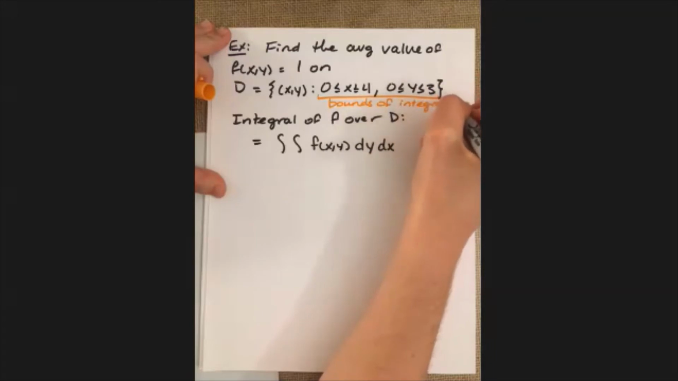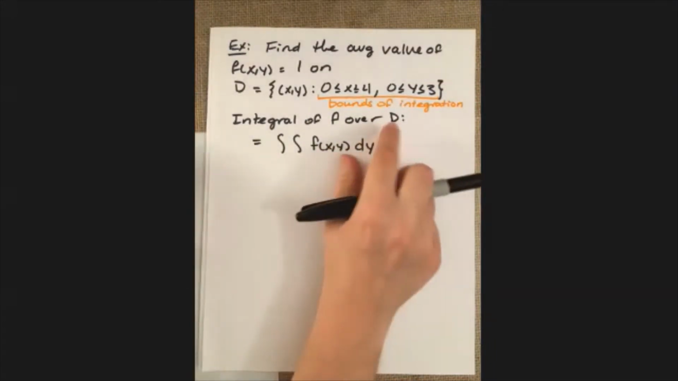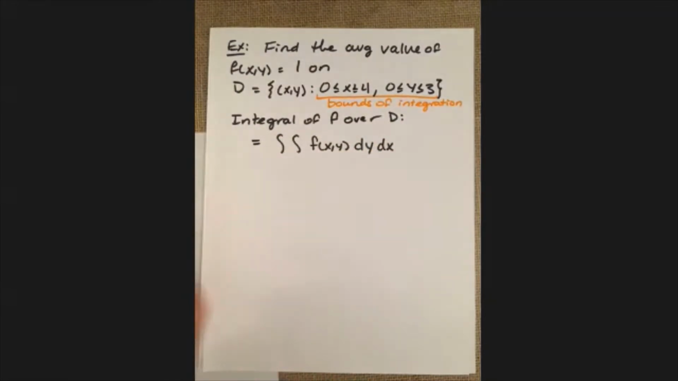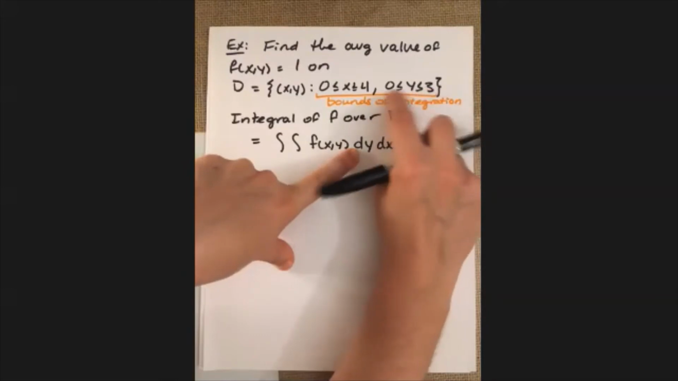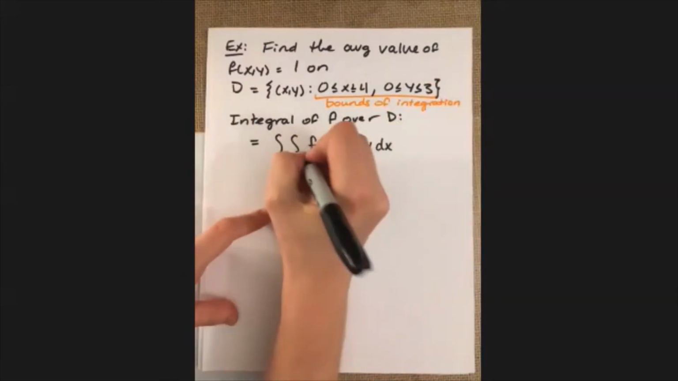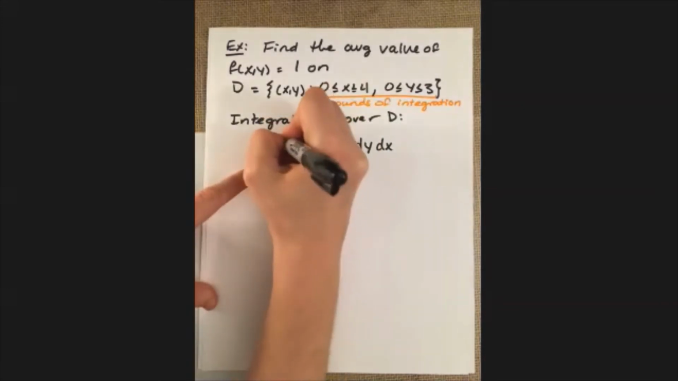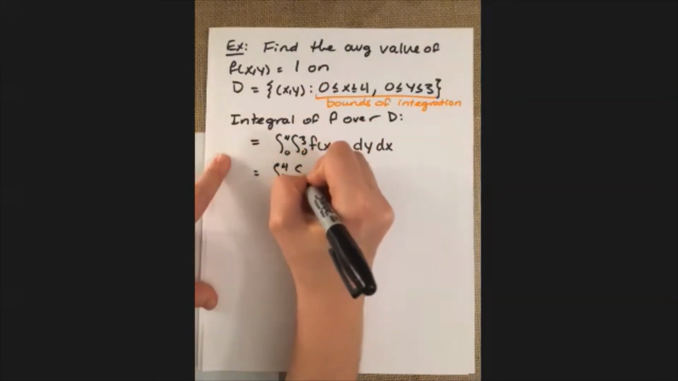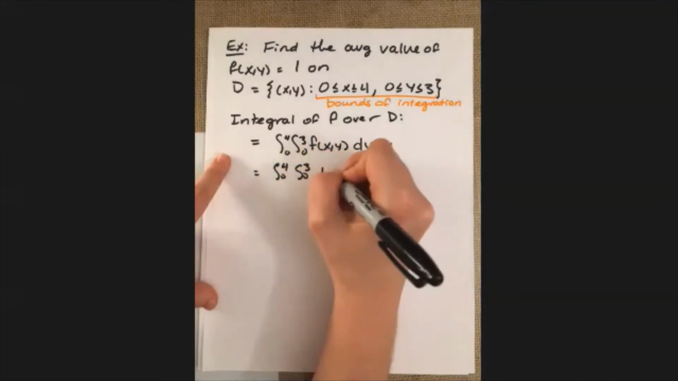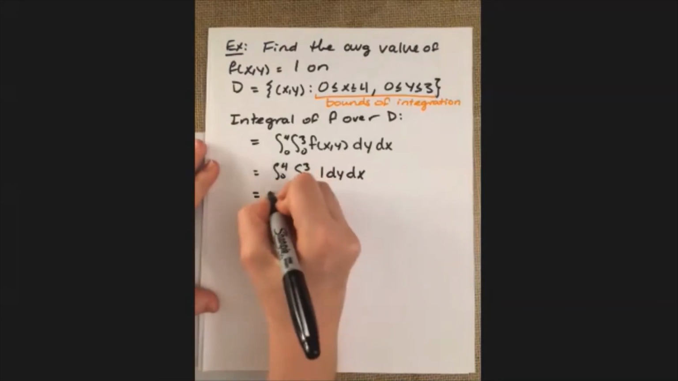So when I say that we are integrating over a domain D, just keep in mind that that's going to give you the boundaries that you're going to use for this integral. So we're looking at dy here first. So we want the y bounds, that's going to be 0 to 3. And then same idea here for dx for the outer one, 0 to 4. So we have the integral from 0 to 4, integral from 0 to 3 of 1 dy dx. And I can just split that up.